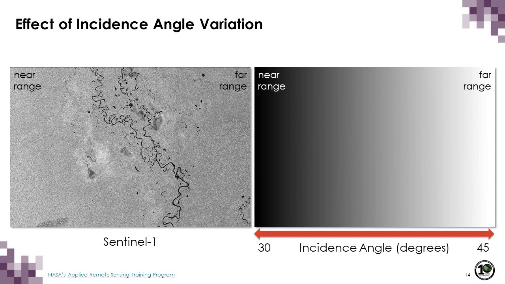Incidence angle can especially affect the appearance of smooth targets on the image, such as open water. Smooth surfaces can appear brighter than rough surfaces at small incidence angles, usually less than 20-25 degrees.